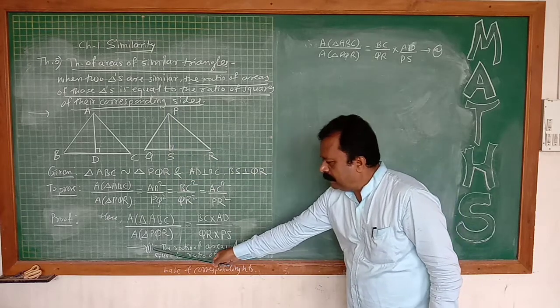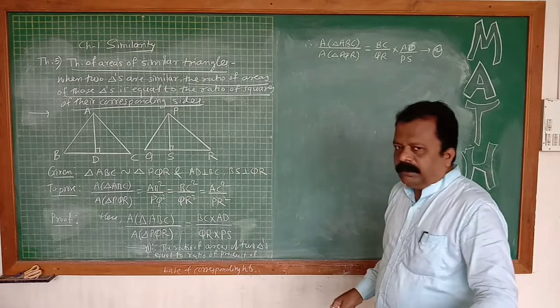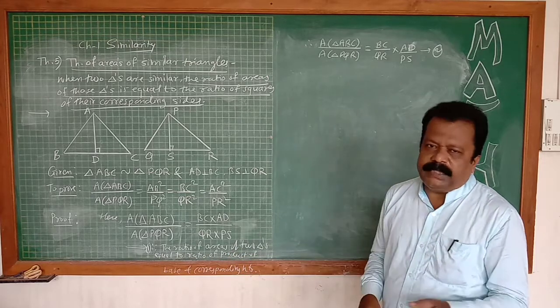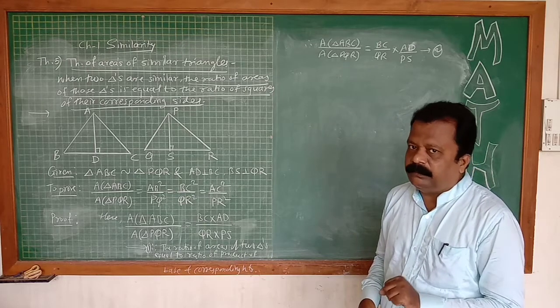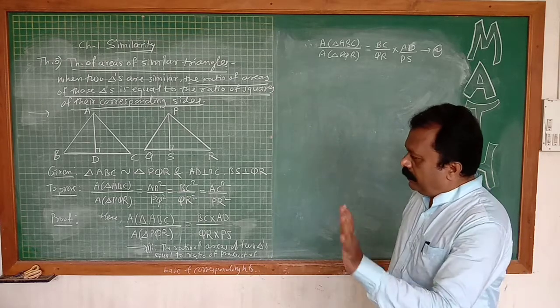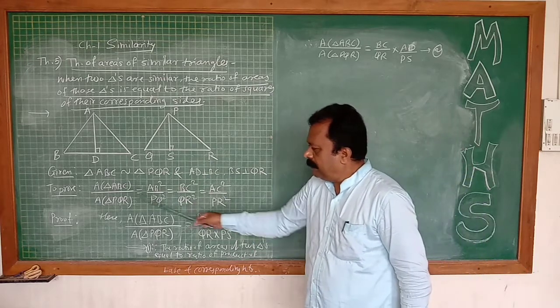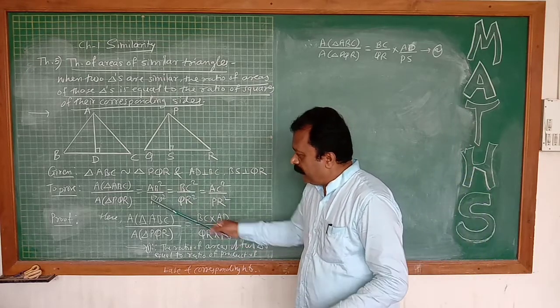And the reason, equation number 1. The reason is what? The ratio of areas of two triangles is equal to the ratio of the product of their corresponding base and heights. This is property number 1 we have used. Now let's see carefully the figure and your target, meaning what you have to prove.